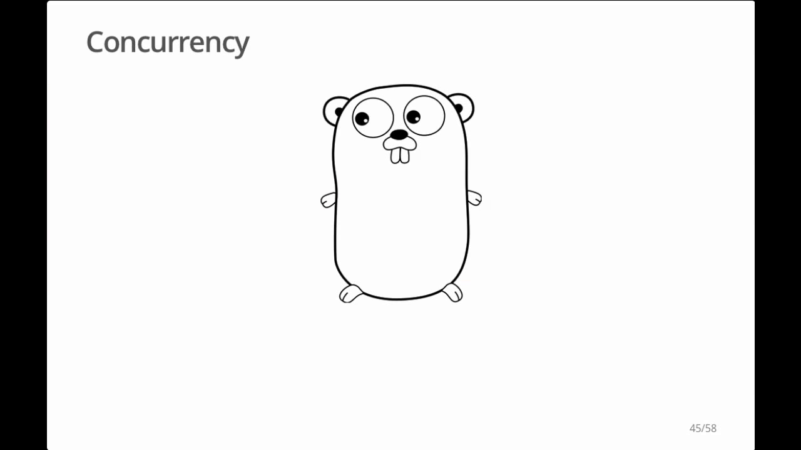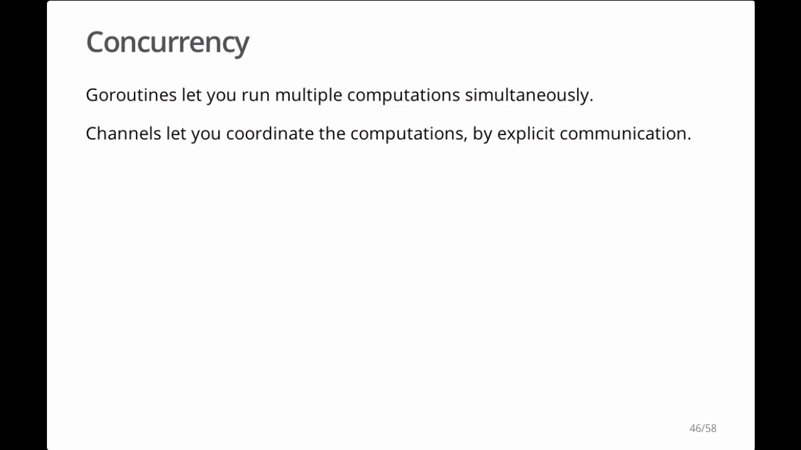I want to make a distinction here between parallelism and concurrency. Parallelism is running multiple things simultaneously, and concurrency is a way to deal with multiple things simultaneously. And so one way to think of it is that concurrency is the coordination of parallel computations. So Go provides goroutines to let you run multiple computations simultaneously, and goroutines create parallelism. But Go also provides channels to let you coordinate these parallel computations by explicit communication.